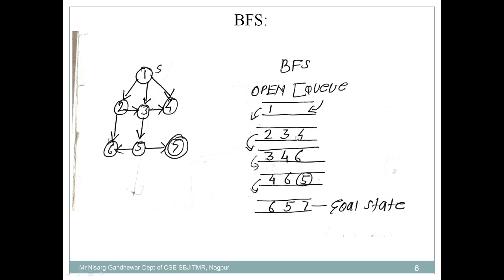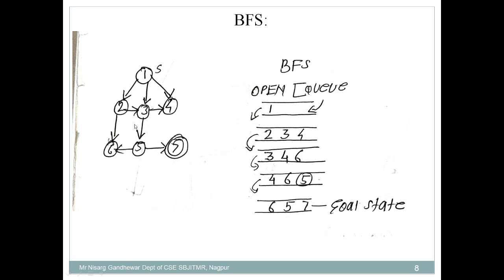After that, what you need to consider: whether 2, 3 or 4. Obviously 2, because it is first in first out. 2 is inserted first into the queue, that's why we have to take it out first. After 1 you need to visit 2, you have to consider 2. You just take out the 2. Then you need to consider what the successors of 2 are.